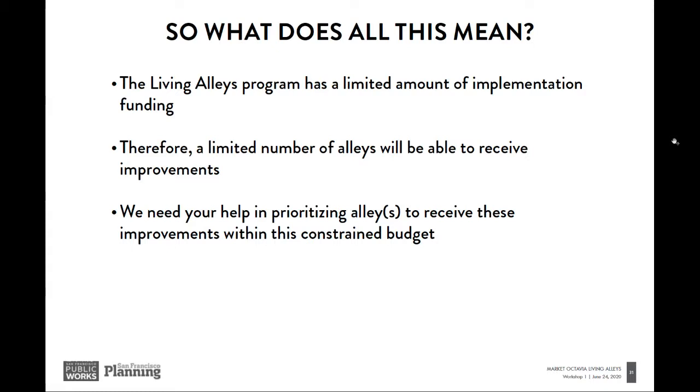So what does this all mean? Now that we've reviewed what the Living Alleys program is, where the idea came from, and some of the real world examples in SF, what is our task for tonight? We have a limited amount of implementation funding, around $4 million, spread across many years. So we know that a limited number of alleys will be able to receive improvements. So we need your help to prioritize alleys to receive them.